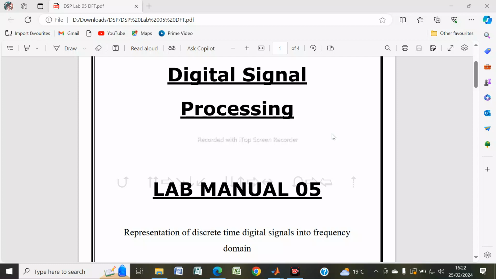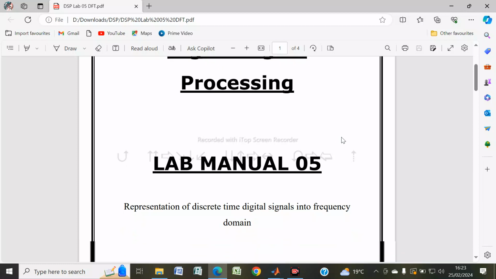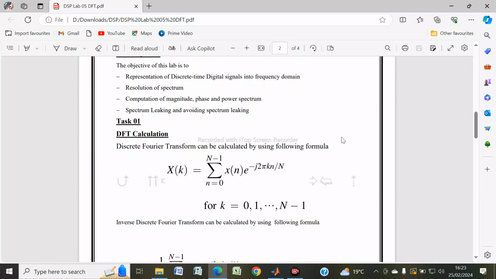I'm of roll number 21T76 and I am performing DSP (digital signal processing) lab number 5, which is representation of discrete time digital signal into frequency domain. Its objective is that in this lab we have used the representation of discrete time signal into frequency domain, resolution of spectrum, computation of magnitude, phase and power spectrum, leaking and avoiding spectrum leaking.